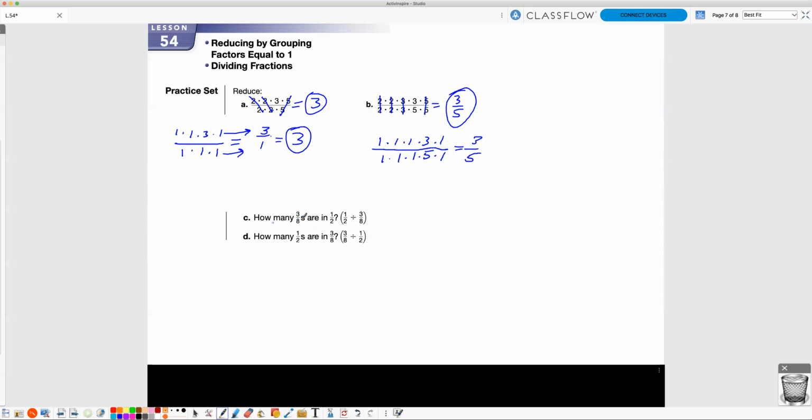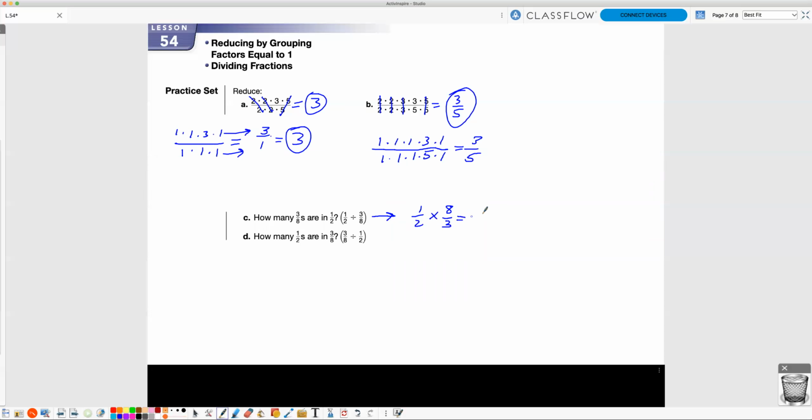All right, how many 3/8 are in 1/2? So go ahead and do that. For this one, I need to change 1/2 into multiplying by the reciprocal. So the reciprocal of 3/8 is 8/3. The 1/2 stays the same. That stays 1/2. We don't flip that. We do need to change that division into multiplication, and then we do change this to the reciprocal.